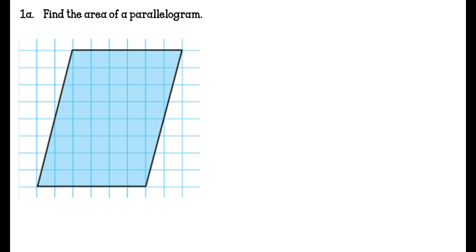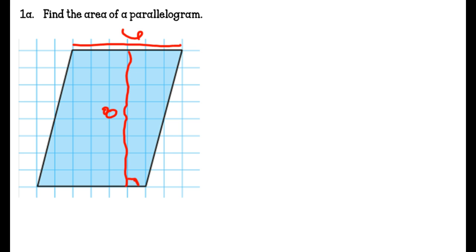1A, find the area of a parallelogram. So when I look at this, my width, or my base, is 1, 2, 3, 4, 5, and 6. And for my height, I find somewhere where my height is a right angle, and I go up from there. So I go 1, 2, 3, 4, 5, 6, 7, and 8. So my height is 8.